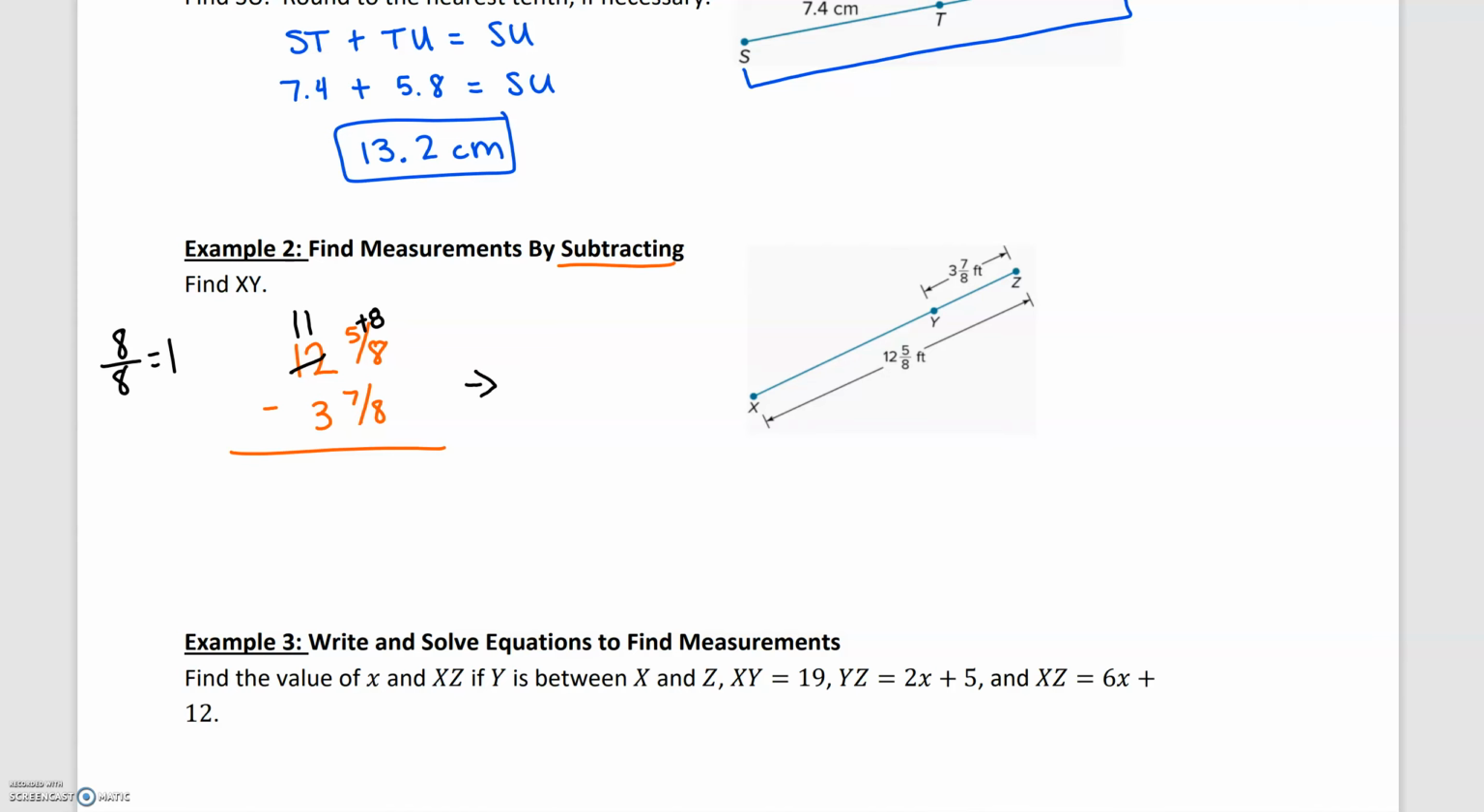And so now I'm going to go ahead and move over here. We have 11, and then instead of 5, we have 5 plus 8, which is 13. So we have 11 and 13/8 minus 3 and 7/8. And we can go ahead and now subtract 13 minus 7, which is 6, and then 11 minus 3, which is 8. And we can reduce that. 6 over 8 can reduce to 3/4. So if you recognize that, then go ahead and definitely do that, simplifying.